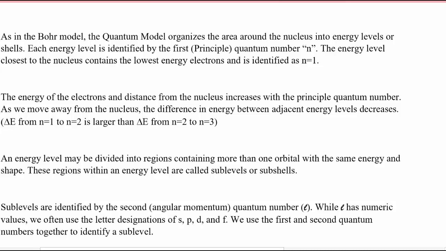All right, as in the Bohr model, our quantum model organizes the area around the nucleus into energy levels, sometimes referred to as shells. Each energy level is identified by what we call the first or principal quantum number, which we designate n. And the energy level closest to the nucleus has the lowest energy electrons and is defined as n equals 1.